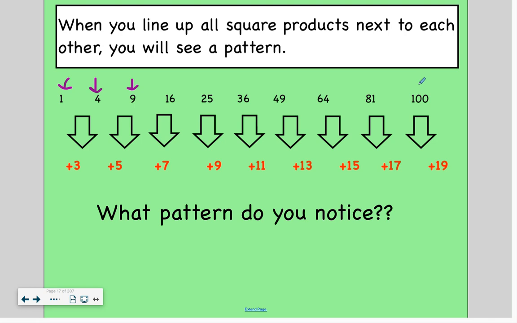What kind of patterns do you notice about these square numbers? Well, first, I noticed that the difference between the square numbers goes up by 2. They're odd numbers that are plus 2. So between 1 and 4 was 3. Then it was 5 more, 7 more, 9 more. I'm also noticing that it goes odd, even, odd, even, odd, even, odd, even, odd, even. And the next one would be odd.